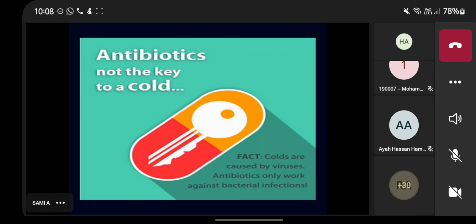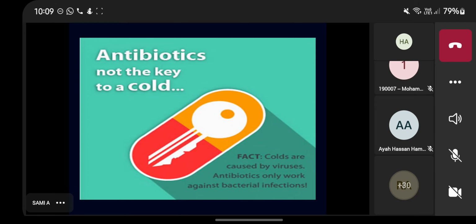Now, please keep in mind that antibiotics are not useful for treating cold in children because, as you know, they only kill bacteria, not viruses, and the inappropriate use of antibiotics is really a major factor in causing bacteria to become resistant to antibiotics that were previously able to kill them. So please do not use antibiotics for common cold.